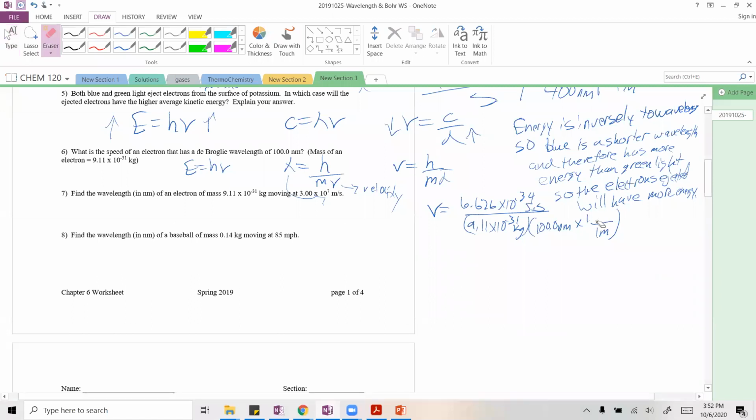Oh, made a mistake. We want those nanometers to cancel, so I should have the 1 meter on top, 10 to the 9 nanometers at the bottom. Now, the reason why we're using the kilogram and we're using meters is we want to remember that a joule is related to our kilograms and our meters for its units. So 1 joule is kilogram meter squared over seconds to the minus 2.